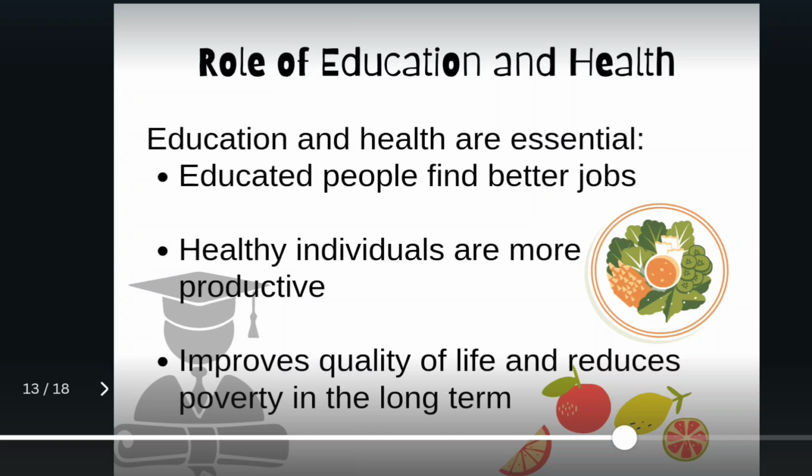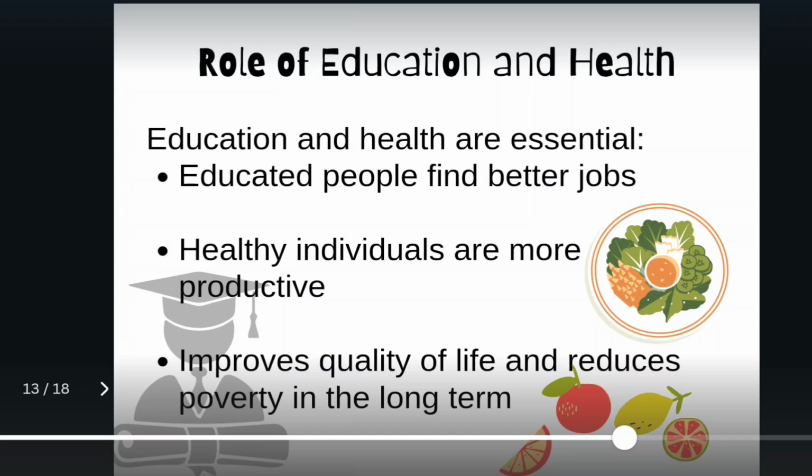What is the role of education and health? Education and health are essential. Educated people find better jobs, right? Now, healthy individuals are more productive. It improves quality of life and reduces poverty in the long term.